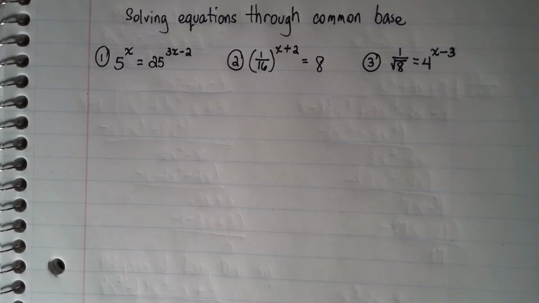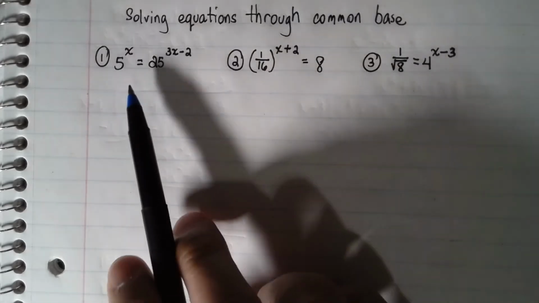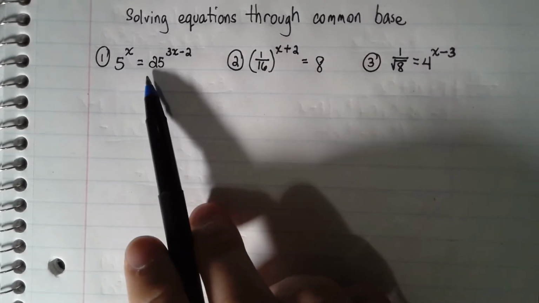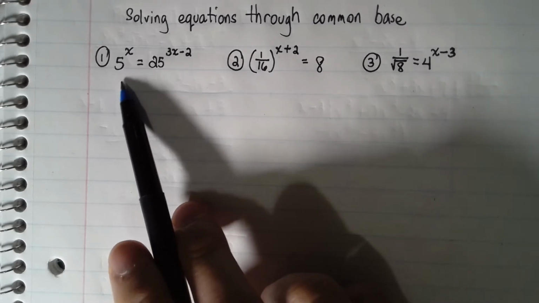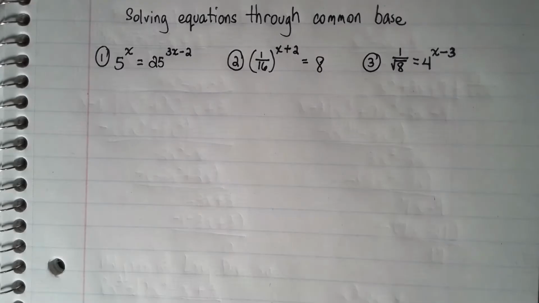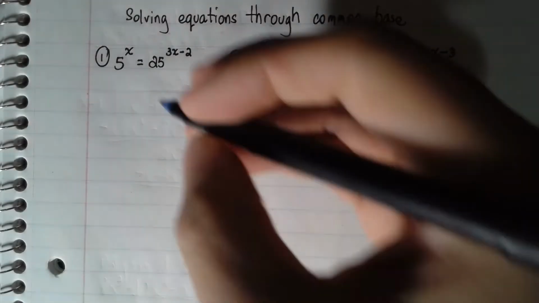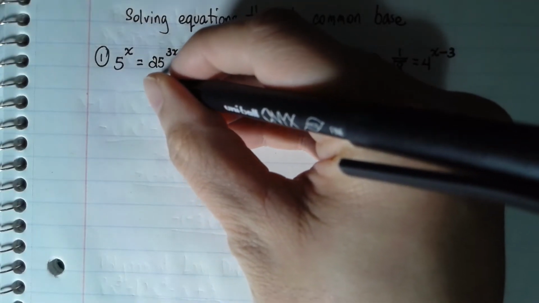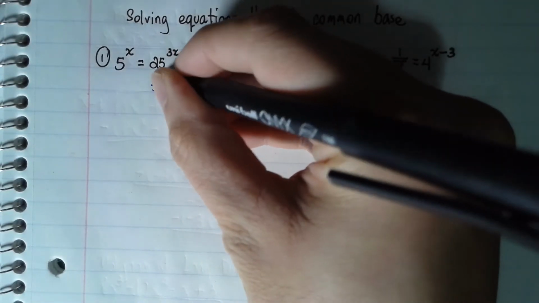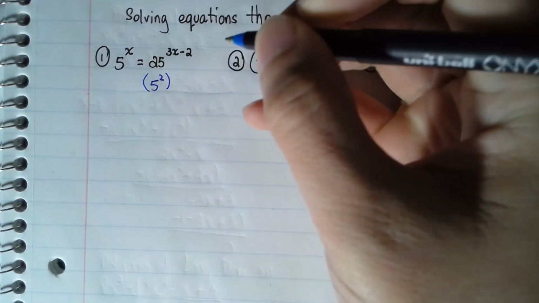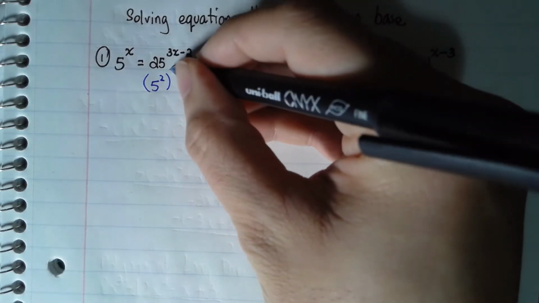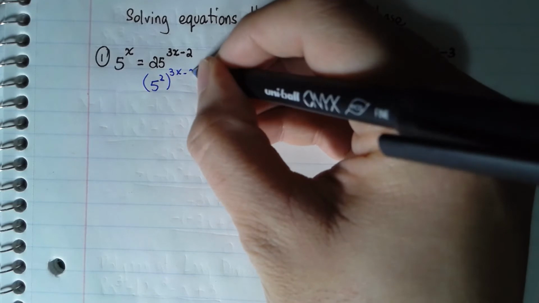This video will demonstrate how to solve equations through the use of common base. When we're talking about common base, we're looking at the 5 and 25. In order to keep going forward, they have to be the same. So our goal is to make those bases the same. In this case, I'm aiming for a base of 5 because 25 can be changed to 5 squared, and everything else is staying the same. So I'm just going to copy them.